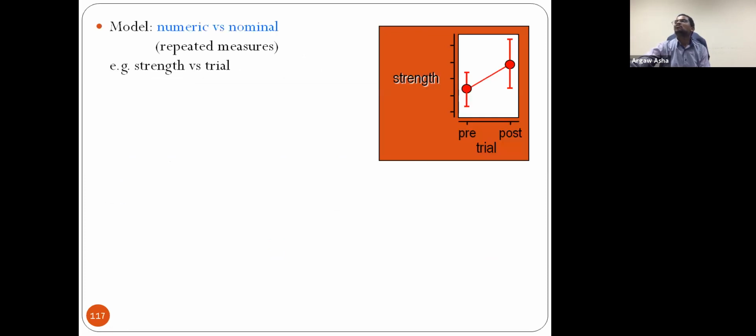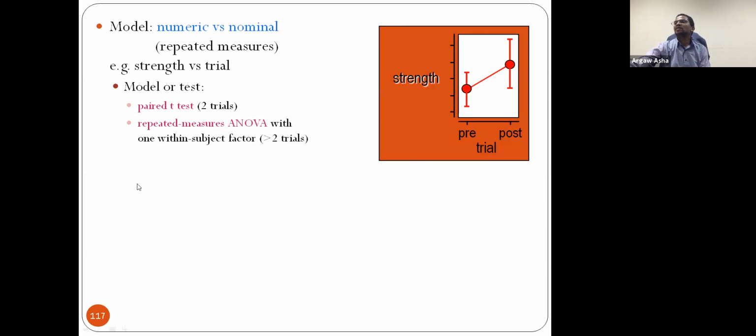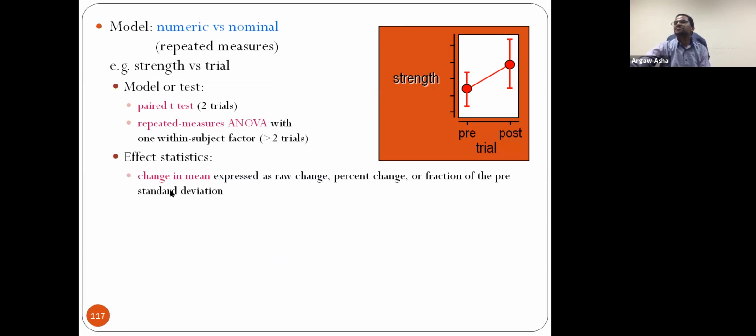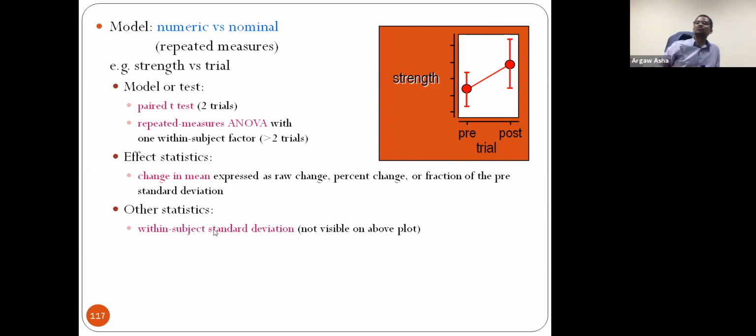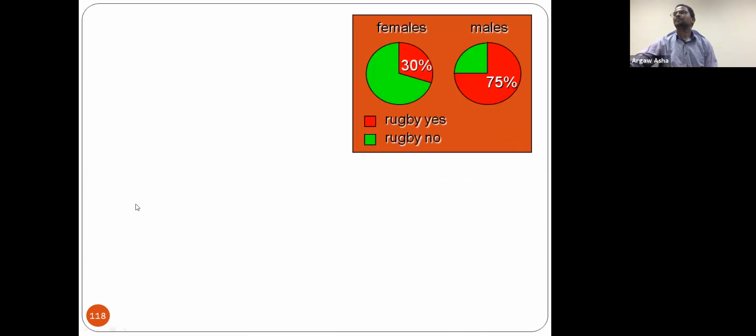For numerical versus nominal, similarly, we have strength test, paired test, ANOVA, we have effect test, change in mean, and other tests within subjects and standard deviation. Please go through this comparison. These comparisons are very important.